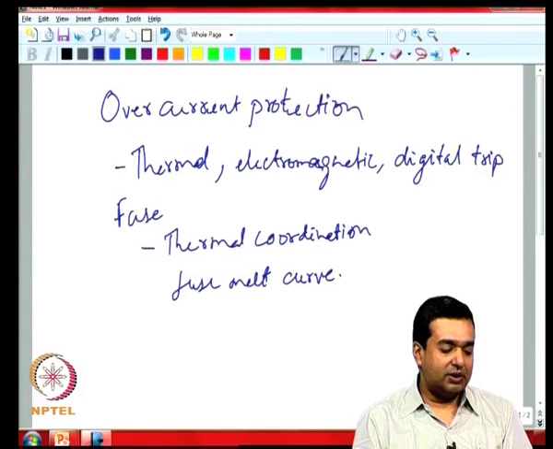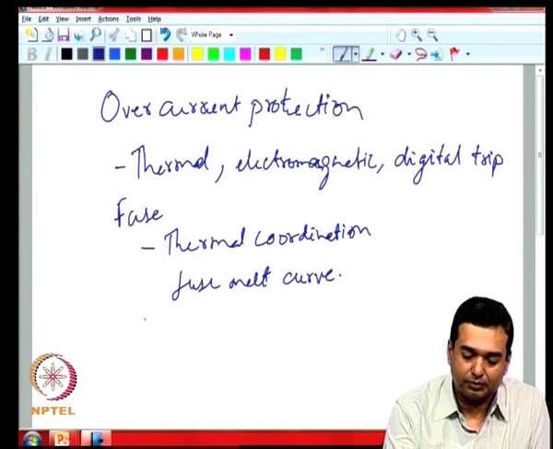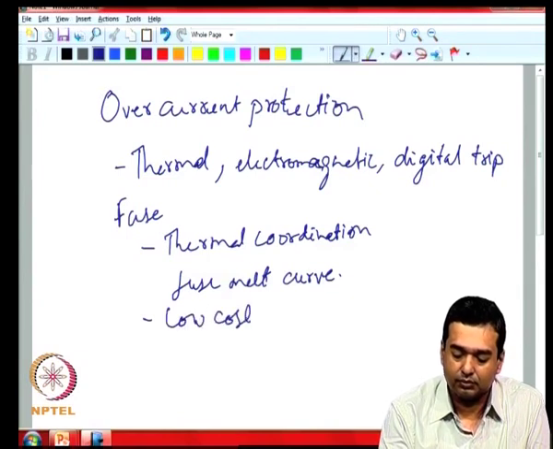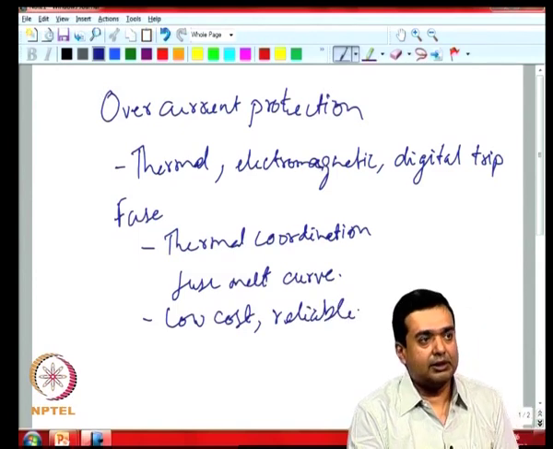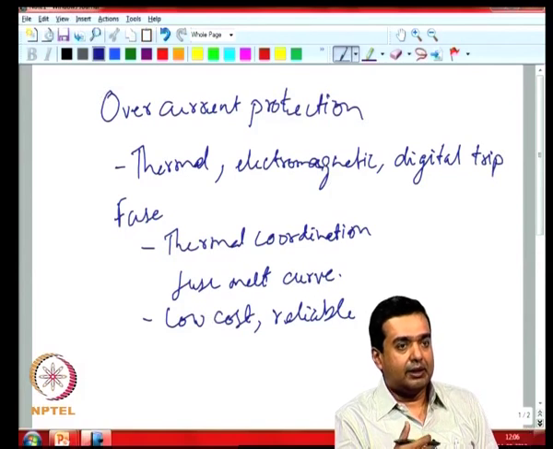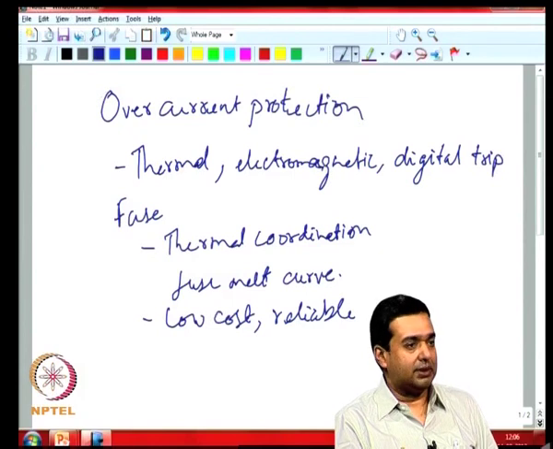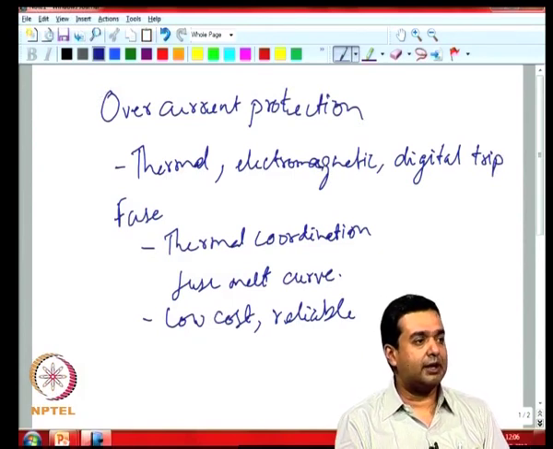Fuses are actually quite reliable, and low cost. They are reliable because there is nothing complicated: you do not do any sensing or evaluation by an algorithm. If the current is more, it melts. So, it is quite simple, which lends itself to reliable operation.